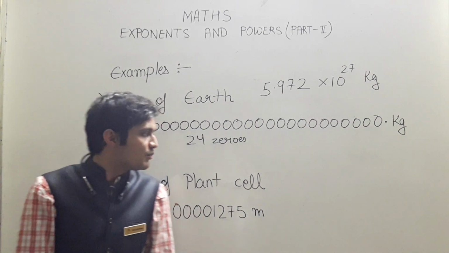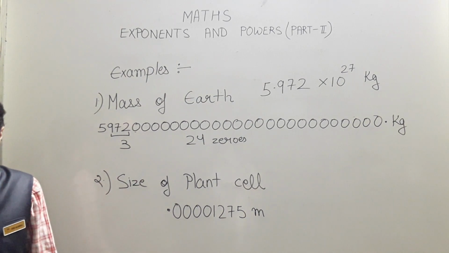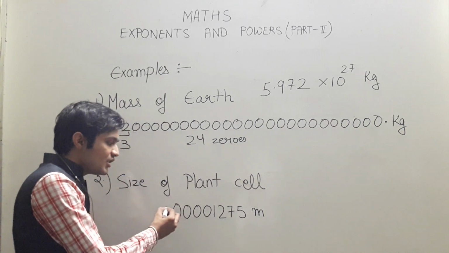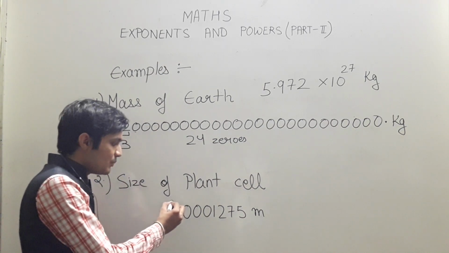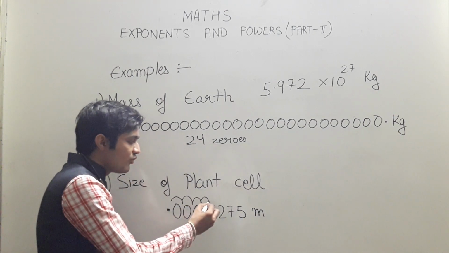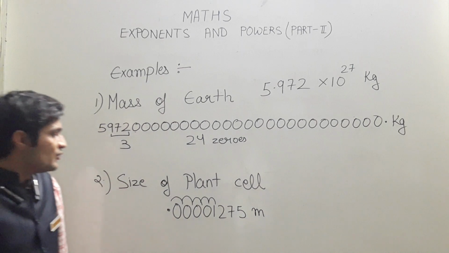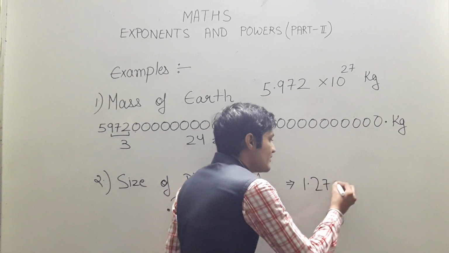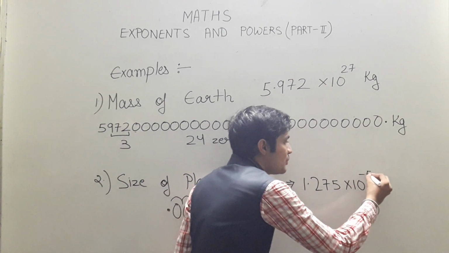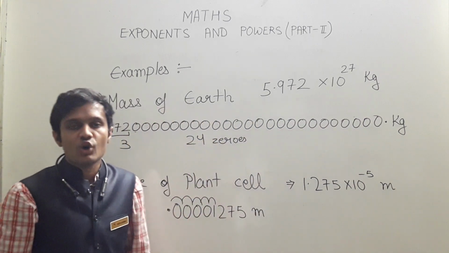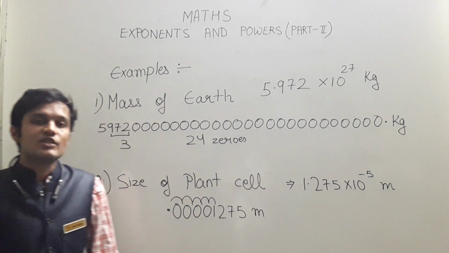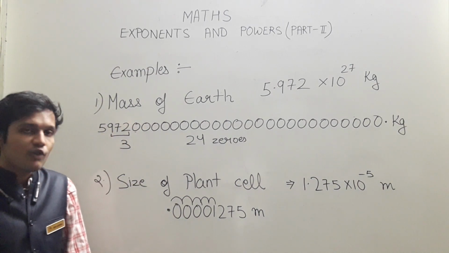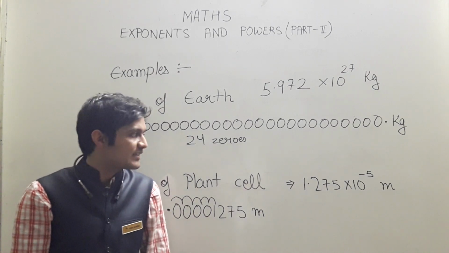One more example of a small number. The size of a plant cell is this. Now again we want to write this number in standard form. So again we are shifting the decimal place by 1, 2, 3, 4, 5. So we can write the size of a plant cell as 1.275 into 10 raised to power -5 meter. So this is one example of conversion of a large number in standard form, and this size of plant cell is an example of conversion of a small number in standard form.